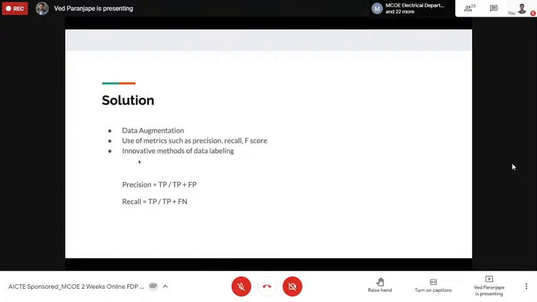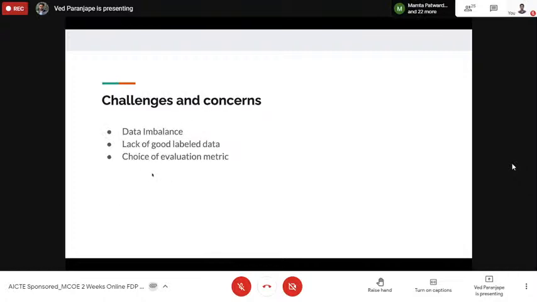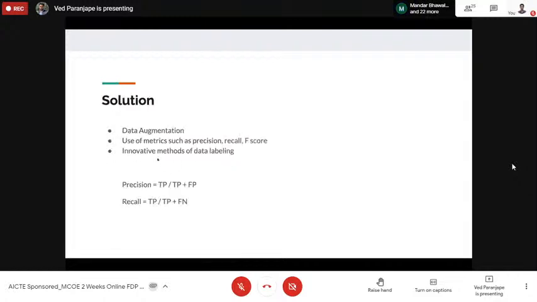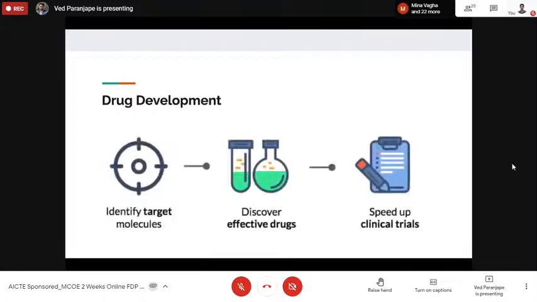The next is innovative methods of data labeling, which solves the problem of data imbalance also, and lack of good labeled data. I'll explain the innovative methods in a later section.